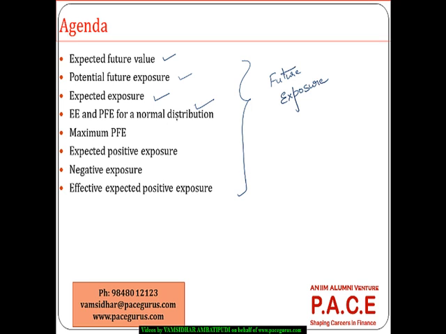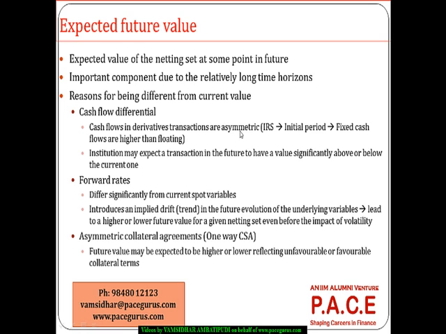Expected exposure and potential future exposure in case of a normal distribution, how do I compute it? What do I mean by maximum potential future exposure? Expected positive exposure. Then what is negative exposure? Then we are looking at effective expected. So you see, E's and P's, they are very widely used in various forms. So we really need to be very comfortable in terms of differentiating each of these elements and doing the computations accordingly.